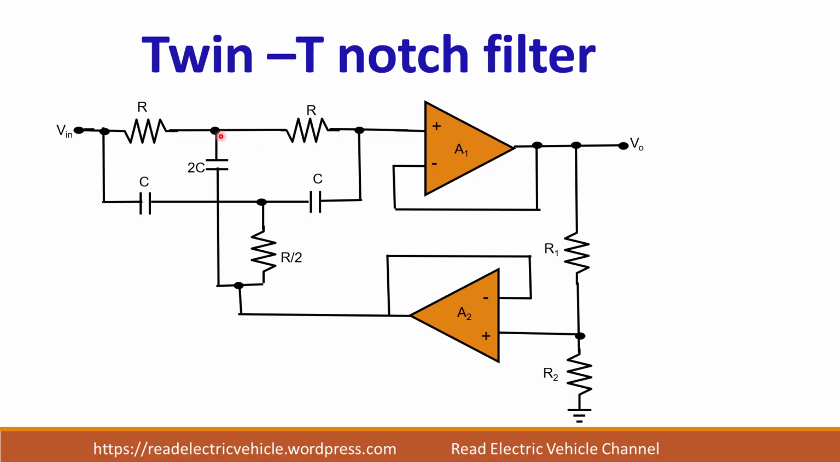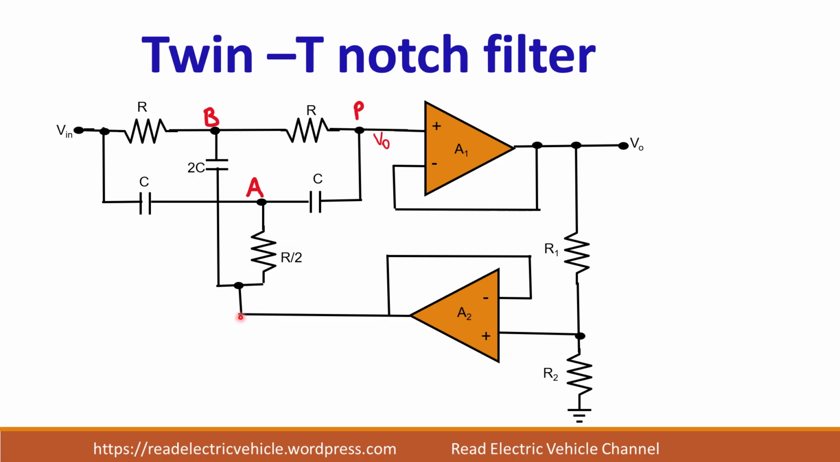So let us mark the nodes of this configuration. Let us take this node as A, this node as B, and let us mark this as P. Now, we should know what is the voltage here. To this point we have the input voltage. What will be the voltage here? V0, because this is a voltage follower. In a voltage follower, output is equal to input. So here it is V0.